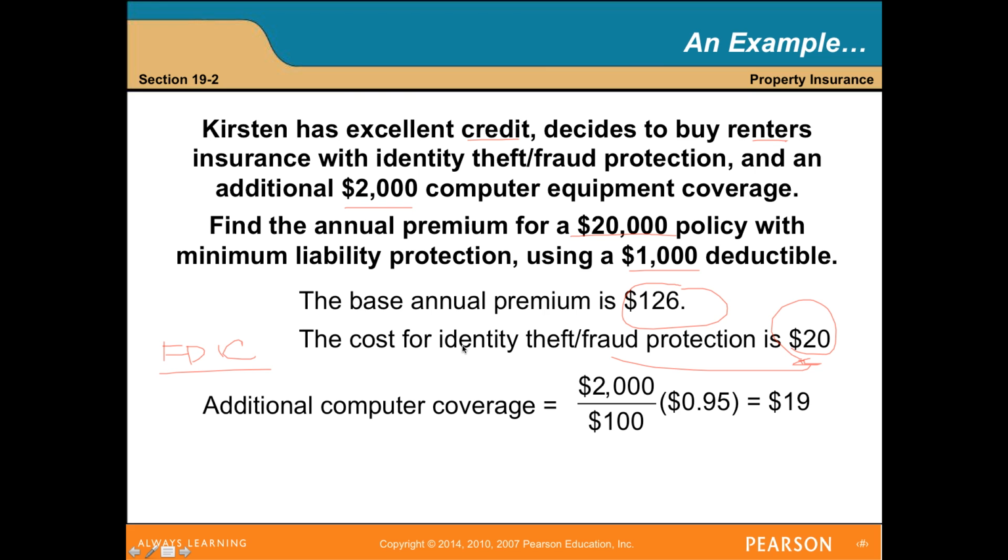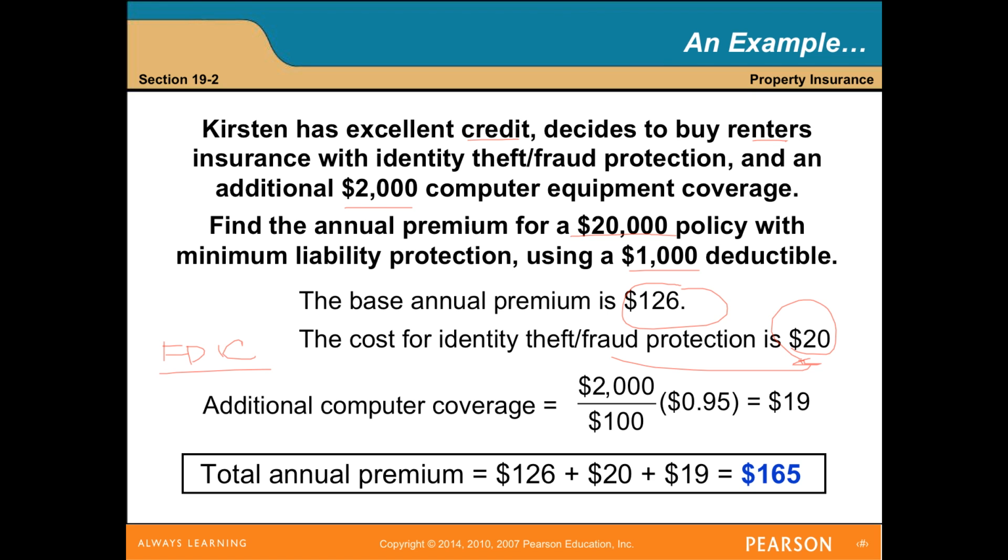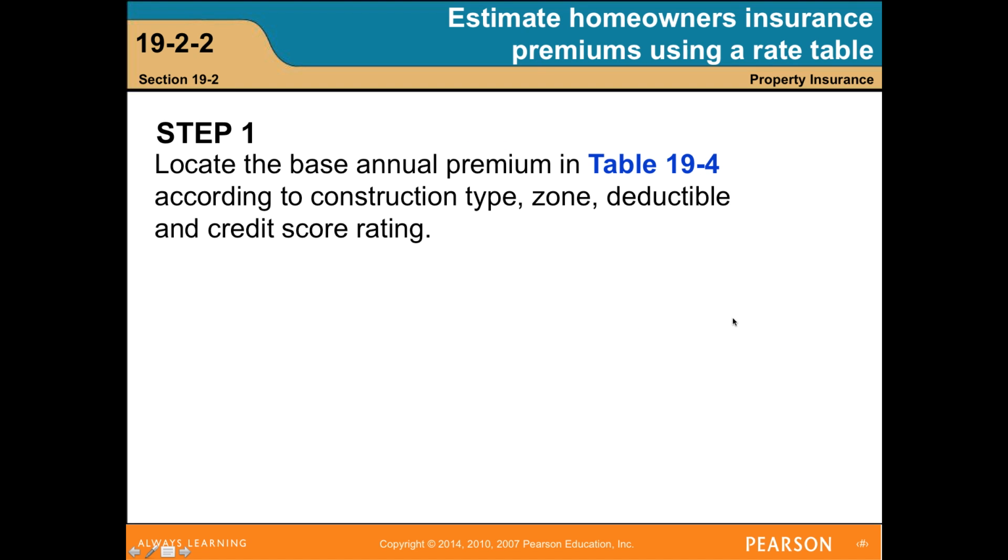Additional computer coverage, going back to the example. Additional computer coverage equals $2,000 over $100 times 95 cents, and that equals 19. So the total annual premium is going to be $126 plus 20 plus 19, which equals 165.